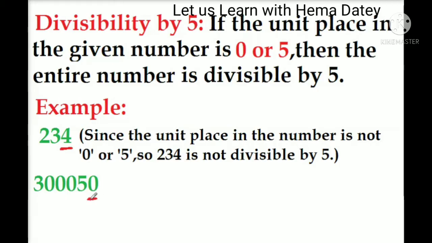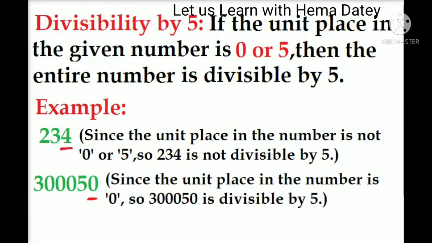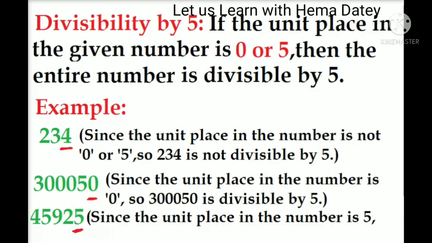In the next number, the unit digit is 0. We will write, since the unit digit in the number is 0, so this entire number is divisible by 5. Let's see third number. Here the unit digit is 5. So this number is also divisible by 5 since the unit digit in the number is 5.